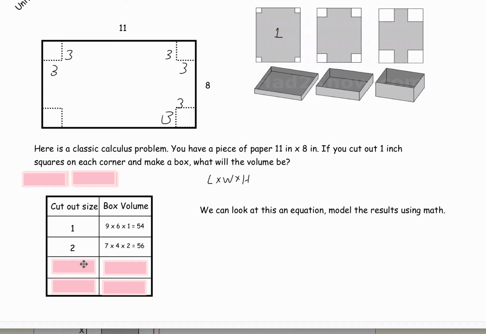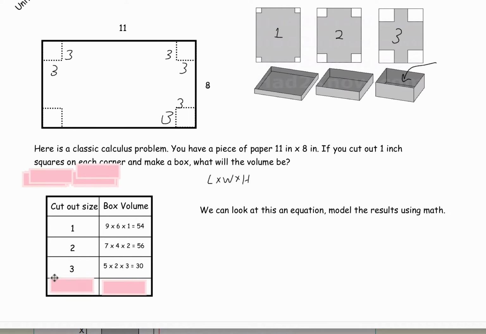All right, cut out 3, and our volume is 30. All right, well, it's 11. Take away the 3 and the 3. 11 take away 6 is 5. 8 take away 3 and 3, so 8 take away 6 is 2. 5 times 2 times 3 is 30. Looks like there's more volume, but mathematically showed there wasn't.